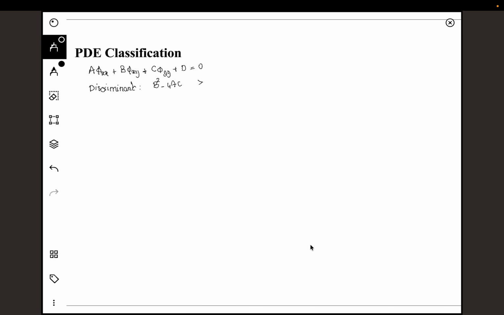And then we classified this as it can either be positive, negative, or equal to 0. For each case, we have a different class of PDE. If it is positive, we call it hyperbolic. If it is negative, we call it an elliptic PDE. And for the other case, we call it a parabolic PDE.